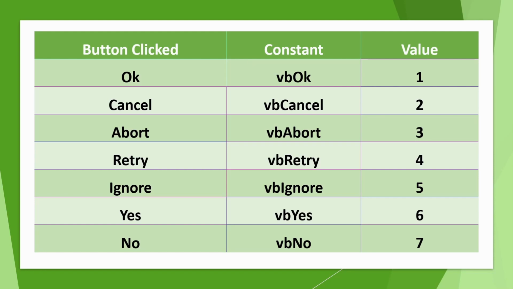1 means OK was clicked. 2 means Cancel was clicked. 3 means Abort was clicked. 4 means Retry was clicked. 5 means Ignore was clicked. 6 means Yes was clicked. 7 means No was clicked.